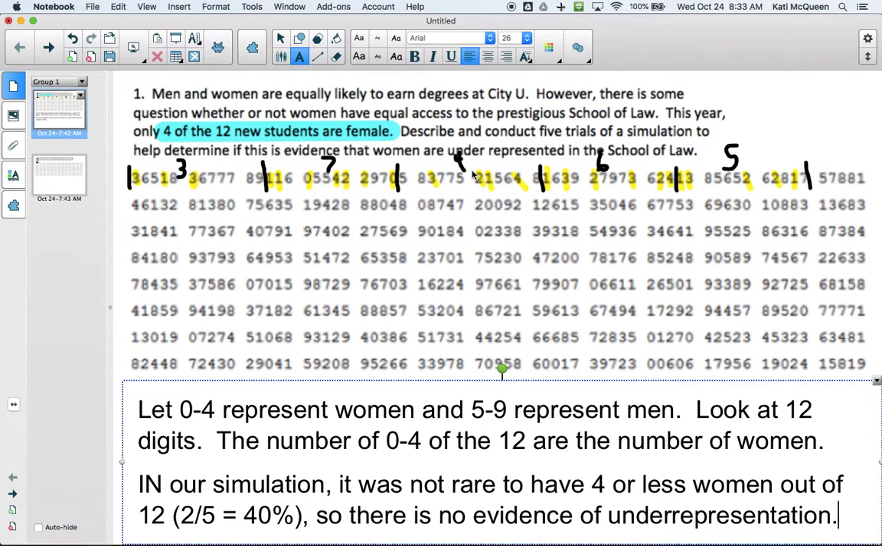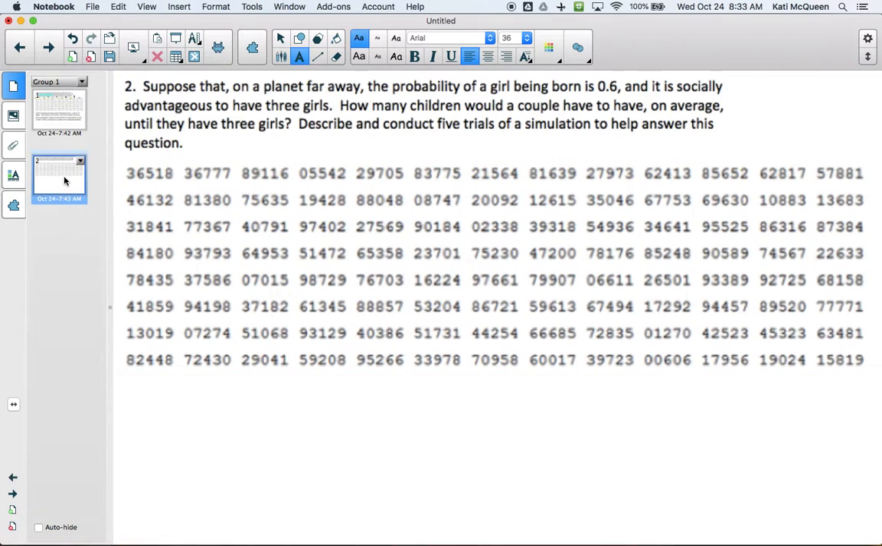Okay, so if that 40% would have been something pretty small, then I would have thought, it's not very likely to only get 4 women. So then maybe I would have thought they were underrepresented, but 40% is too likely. That's almost half. So I would say women are not being underrepresented.